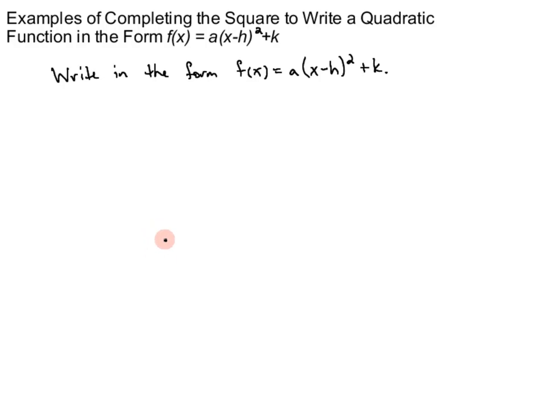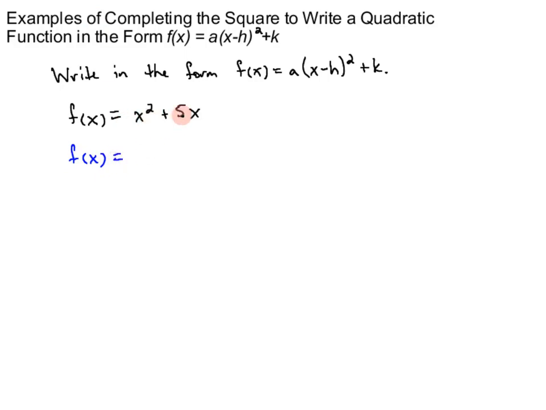Okay, so let's try an example here of writing a quadratic function in the form listed up above. So let's look at the quadratic function f of x equals x squared plus 5x. Alright, the first thing we would need to do is make sure there's a 1 in front of the x squared, so factor anything out. And there is a 1 in front of the x squared, so that's good.